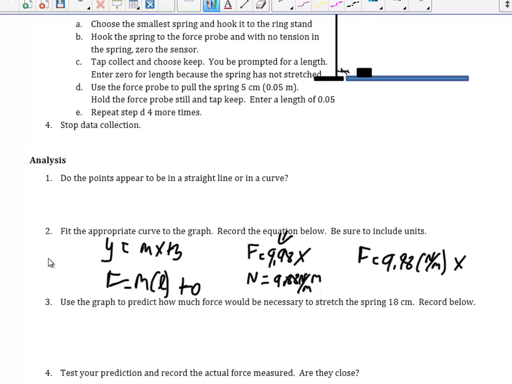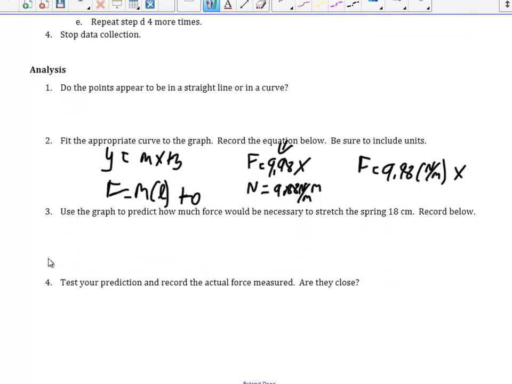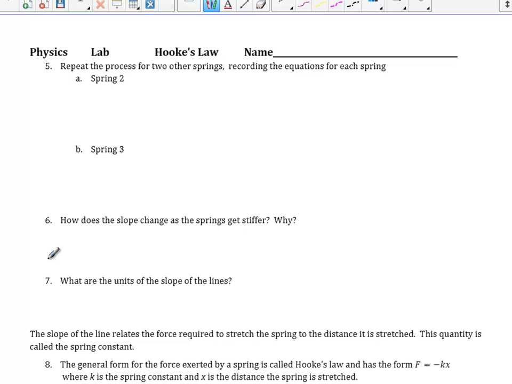It says use the graph to predict how much force would be necessary to stretch this spring to 18 centimeters. Well, you put that in there, and 18 centimeters is not meters, so I'd have to take 9.98 times 0.18, and then I could get how much force would be needed. Then actually stretch the spring that far and see what you get. These springs and the force sensors are good enough that you should be within 0.2 newtons. So you should be able to do that pretty close.